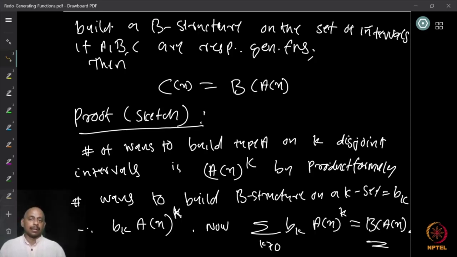Now on the set of intervals, I put a B structure. However many parts I have partitioned into, that many elements will be there. So each interval becomes an element of the set, and then on these intervals, I put a B structure. So if I am doing this, then the generating function for the number of ways to build this structure, which is Cn, let's say C of x, is the composite B of A of x. That is, you substitute for x in B of x with A of x. So there is a bracket missing, I think. B of A of x.